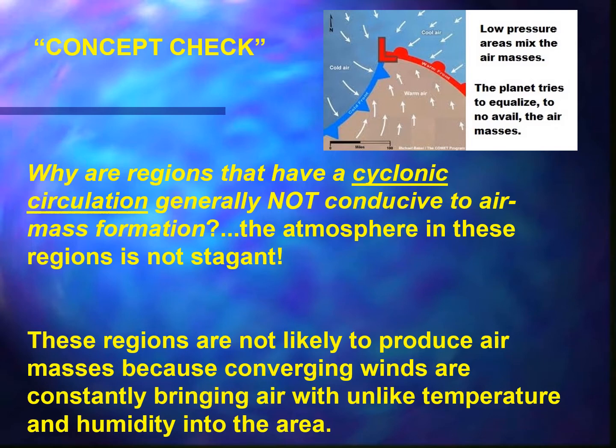Okay, so regions that have a lot of circulation, in general cyclonic circulation, which just means low pressure and rotating counterclockwise, these areas are not conducive to forming air masses because the atmosphere in these regions is not stagnant, and the United States is one of these regions. We have these mid-latitude cyclones forming all the time and traveling from west to east across the United States, and we just have way too much air mixing, therefore we do not produce our own air masses.